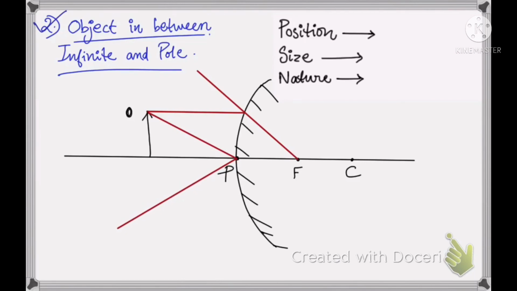And yeah, so now what do you observe? When we extend this ray backward, we can see here that the image is formed, and when we extend this down, we can see that the image is still diminished. Am I right? How can you say that? Because you can compare the object size and the image size. So the size is still diminished, and the position is between P and F. Then the nature, what is the nature? It is virtual and erect.